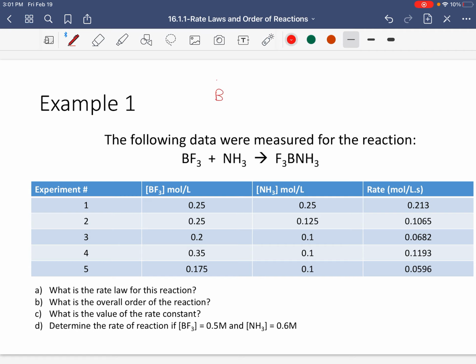For you have BF3. We all know that boron is a very special atom where it can be surrounded by 6 valence electrons and it'd be fine. Ammonia, in this case, won't be fine. It has to be surrounded by 8. So, boron doesn't mind being surrounded by 8 electrons. It will love it.